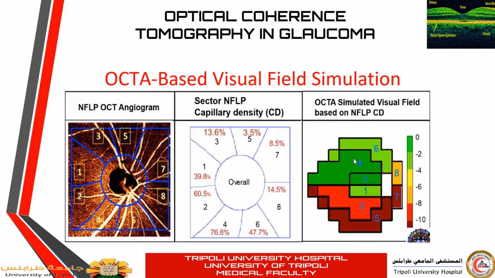Again here, this is the same slide. We show how we determine the capillary density at the different 8 sectors. Then, after taking the mean deviation and the corresponding equivalent decibel value, we can convert it to a simulated visual field and see the visual field of these patients. By the way, this software is still not FDA approved. This is just experimental, but it gives very good results as far as the comparison between the simulated visual field and the actual visual field of the patient.